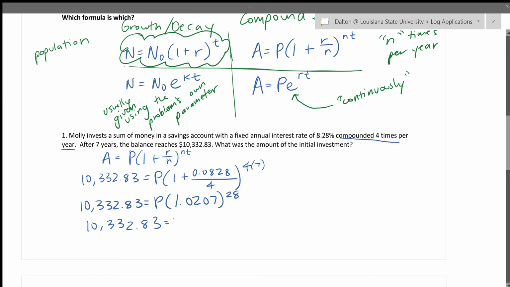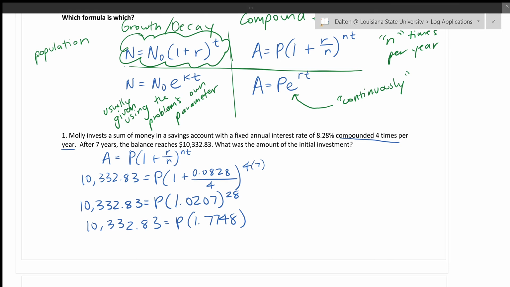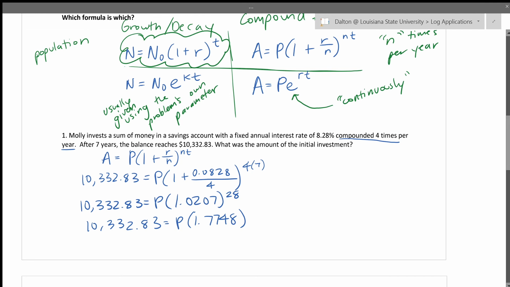10,332.83 equals p times this exponent's about 1.7748. And then obviously we're going to divide both sides by 1.7748, or again, leave that number in your calculator. We're going to try to round as little as possible throughout the problem. So when possible, leave those numbers in your calculator and calculate with the really, really long numbers.